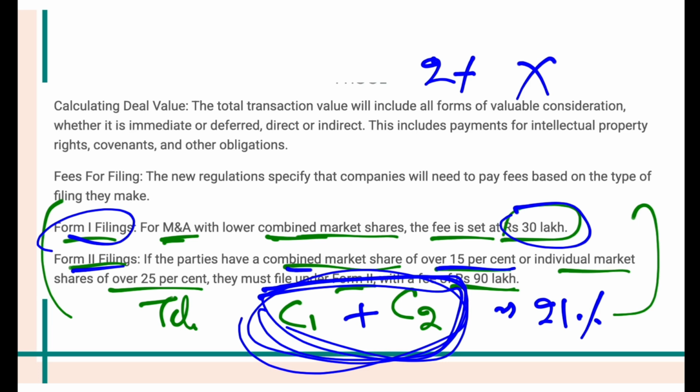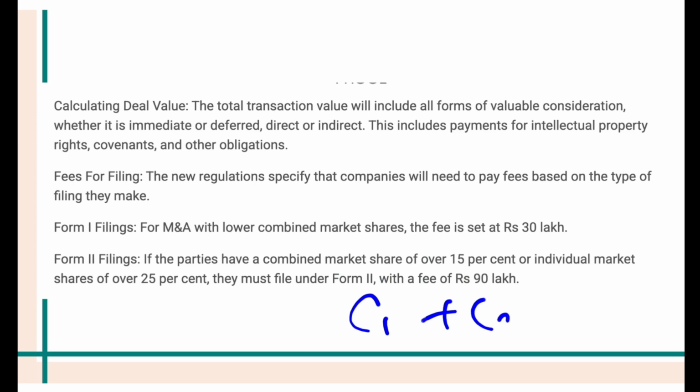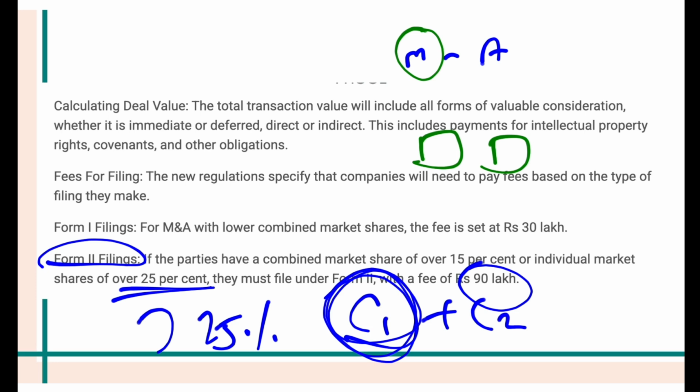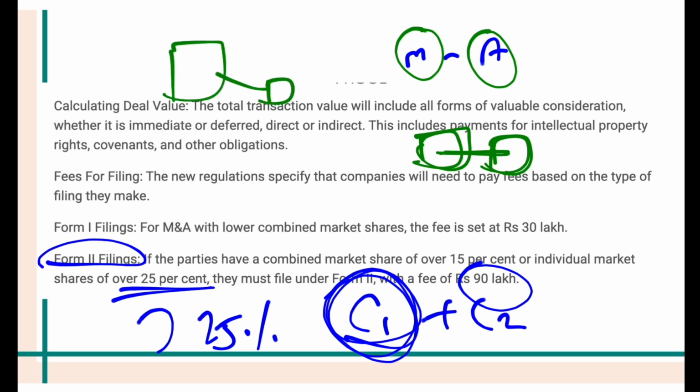But if the combined market share after the merger or acquisition is over 15%, then they have to fill Form 2. Similarly, if out of the two companies, one already has a market share of more than 25%, then they have to fill Form 2 and pay 90 lakh rupees as the form fee. Right? And what is the difference between a merger and an acquisition? See, a merger simply means that the two companies getting merged into each other are of approximately similar size. Acquisition means when a very large company is buying a very small company.